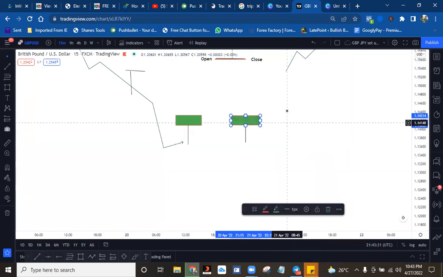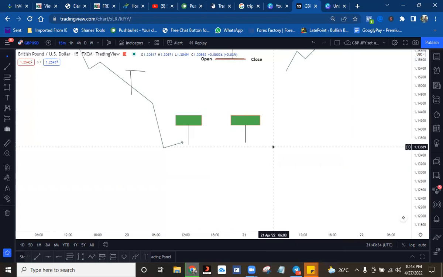Sorry, I mean to say it's going to be the same color. They just look alike. So that's why I said you can find it in an uptrend or in a downtrend.